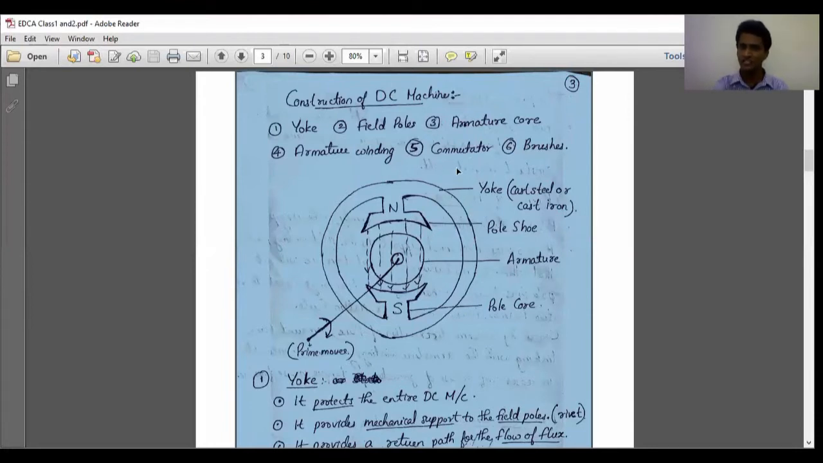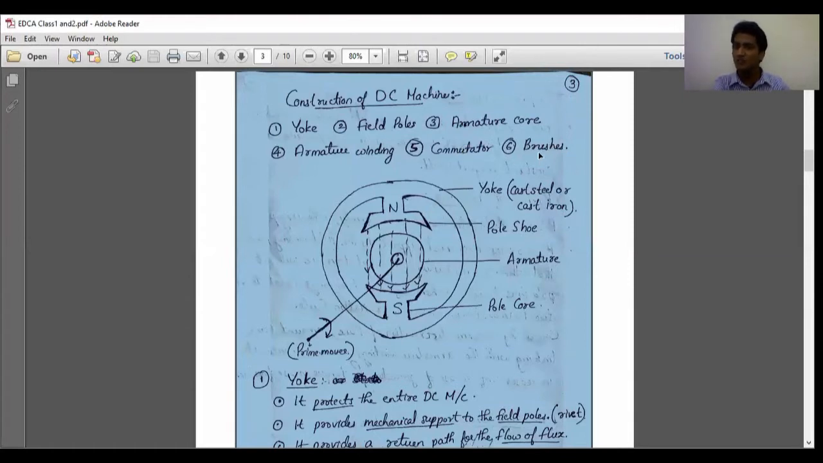So commutator is called a rectifier. AC to DC means rectifier. Since it is a mechanical element, it is called a mechanical rectifier. Clear? And what is the use of brush? As we know, the armature is rotating in the magnetic field. Whenever we want to give or take current from a rotating element, we require brushes. So current is taken or output from the armature is taken through brushes and commutator.